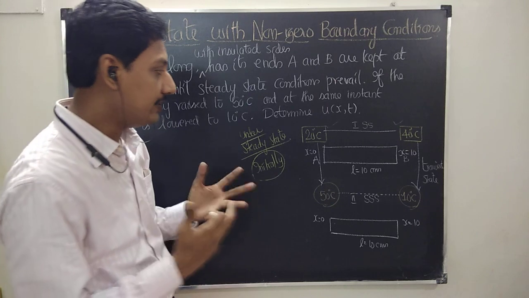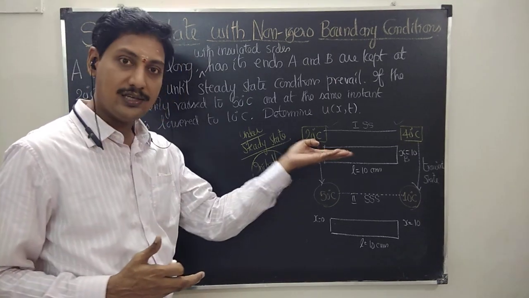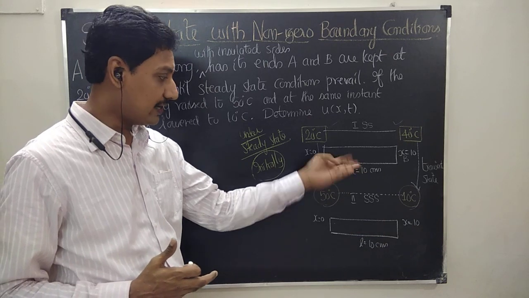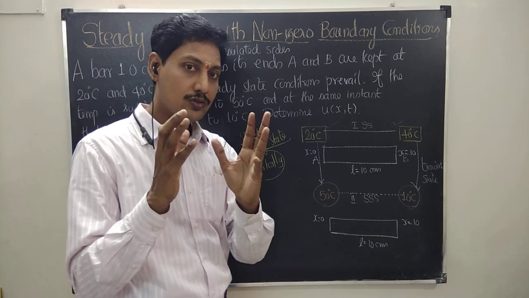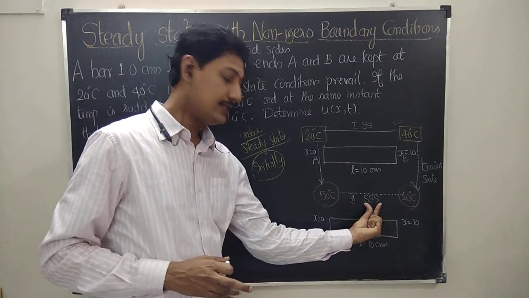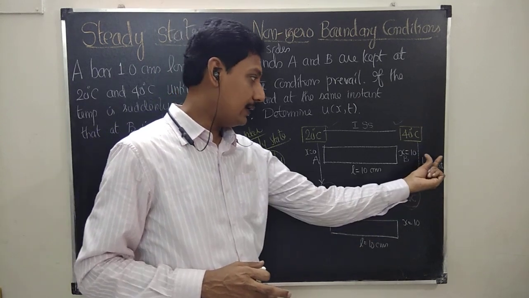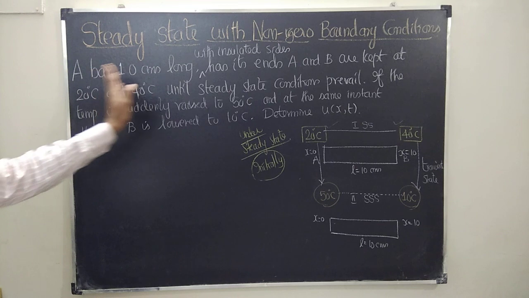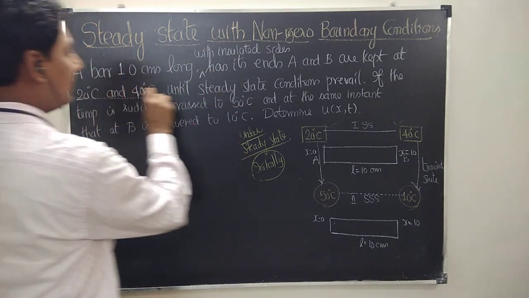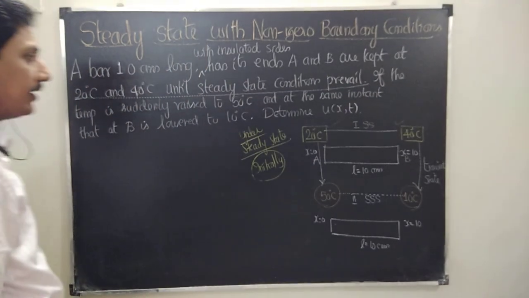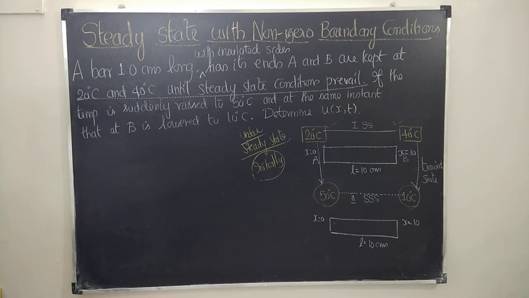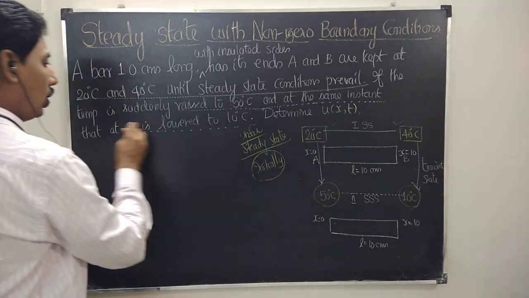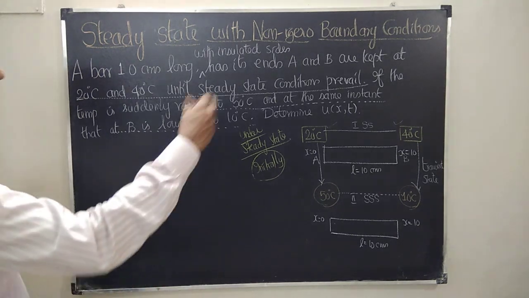Now my aim is to determine the first stage of steady state. Then let us move on to the second stage. When we move on to the second stage, there are two solutions: one is the second stage steady state, plus the transient state. So let's move on to the question now. This is the question: until the steady state conditions prevail, it is 20 and 40, and the temperature is suddenly raised to 50 degrees Celsius, and at the same instant it is lowered to 10 degrees Celsius at the end B.